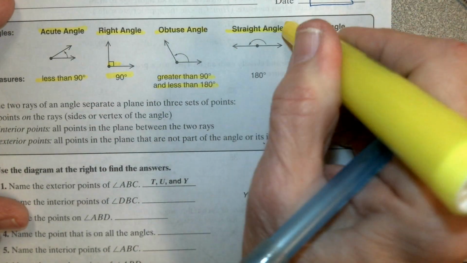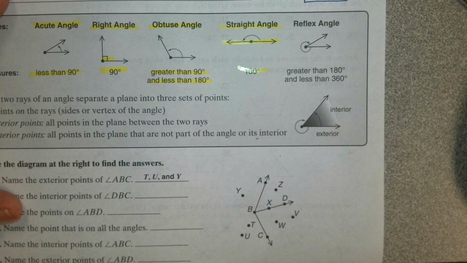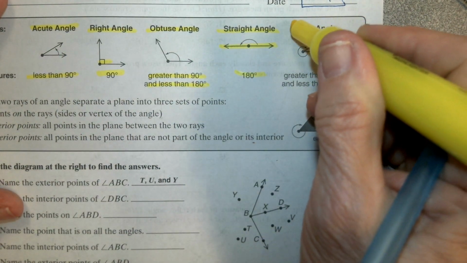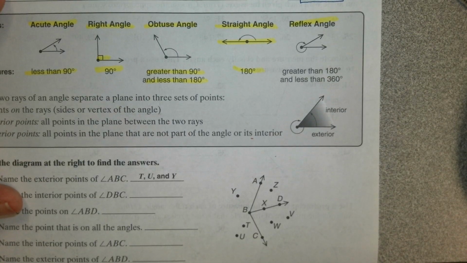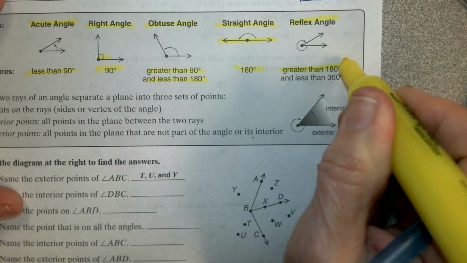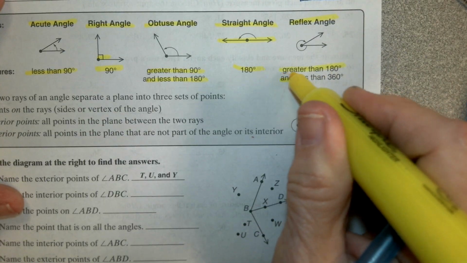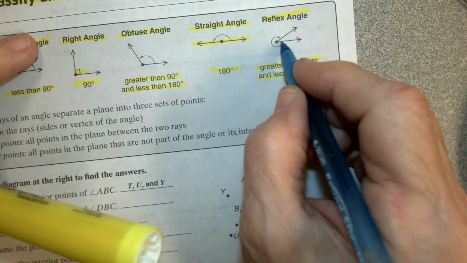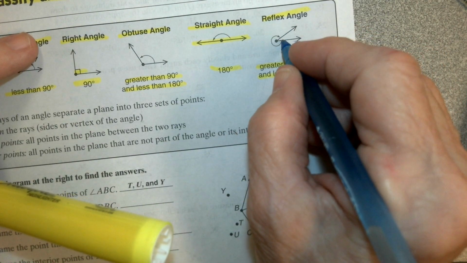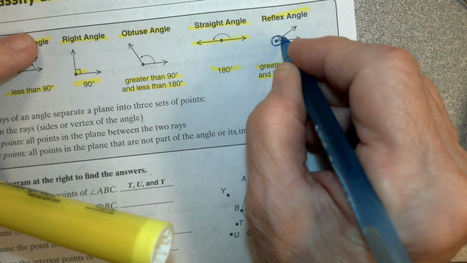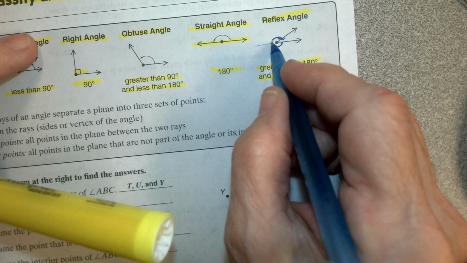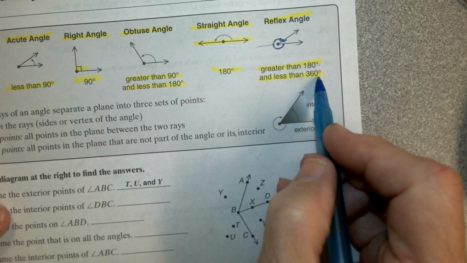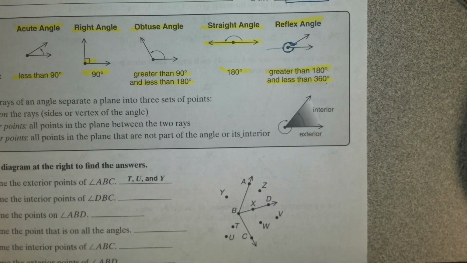All right. A straight angle is 180 degrees. This is kind of a new one: a reflex angle. A reflex angle is greater than 180 and less than 360. So this is as if this minute hand made a rotation all the way around past 180 degrees, and it kept going. It's in between 180 and 360.